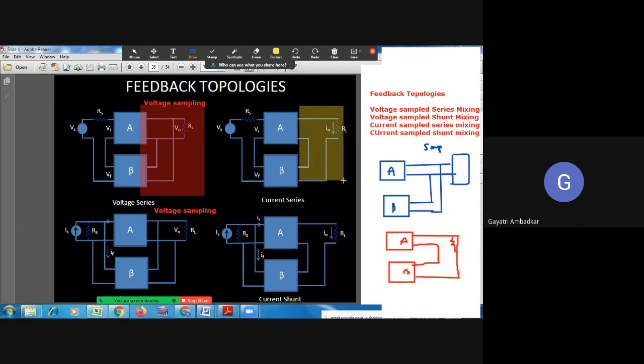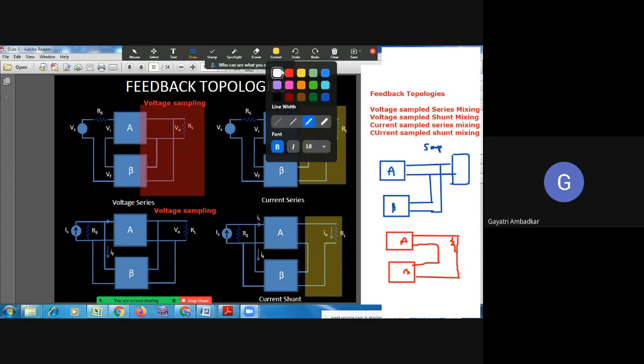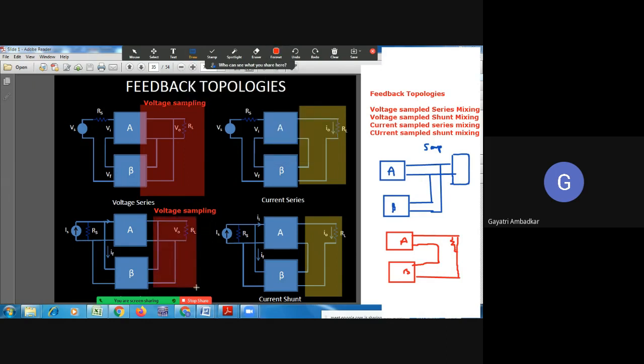So look here, series connection. What is sampled here is current sampled. In this case, here voltage is sampled. Similar things will happen at input. If you want to mix in series, your connections are series. Look here, series connection आहे.